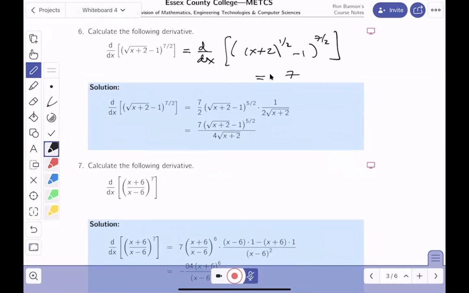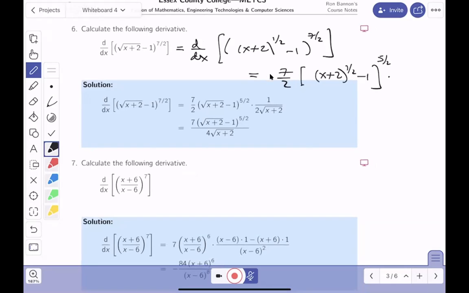So it's going to be 7 halves, outermost function. And then what do I get on the inside? Well, I get x plus 2 to the 1/2 power minus 1. And that's going to be raised to the, well, 7 halves minus 1 would be, let's see, that'd be 5 halves with it over there.